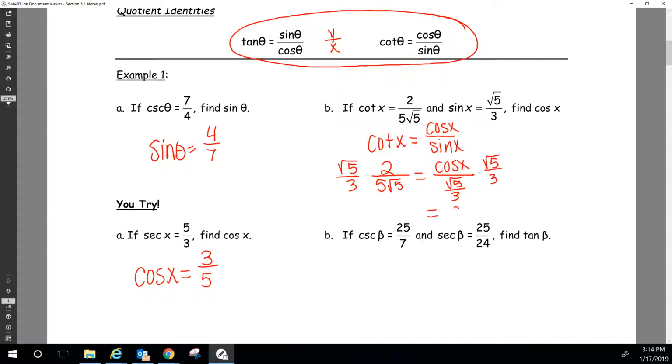All right, here I've got cosine x, because these guys cancel. On the other side, the square root of 5's cancel. I've got 2 on top, 3 times 5 on the bottom, which is 15.